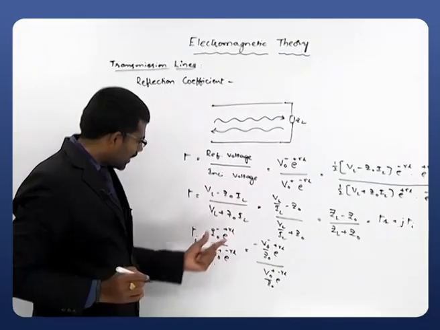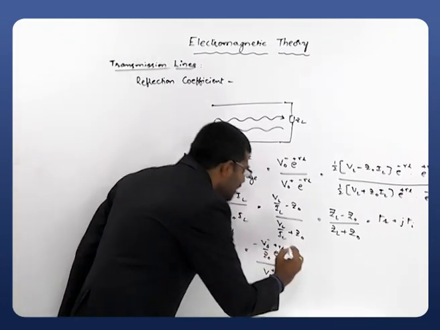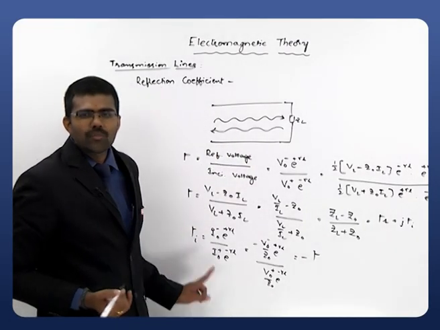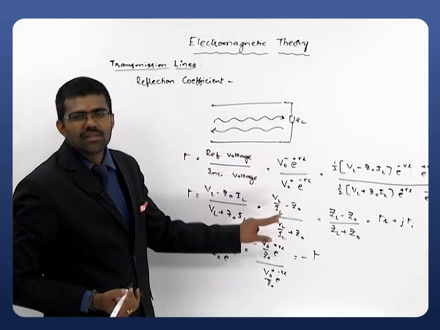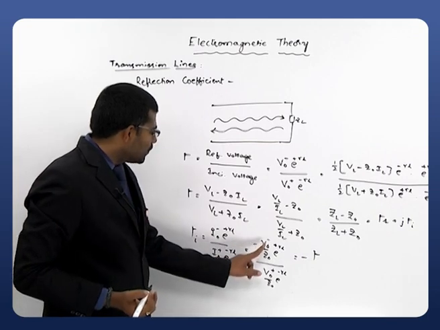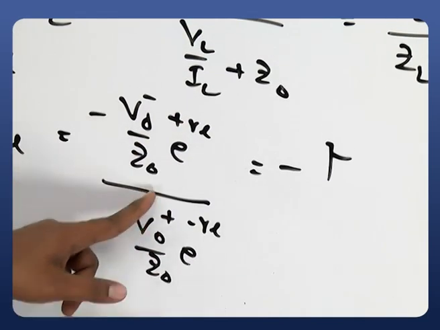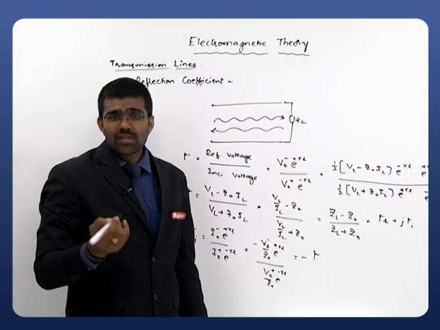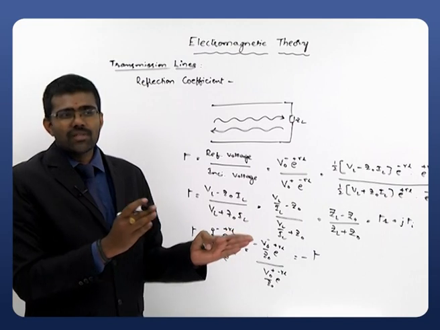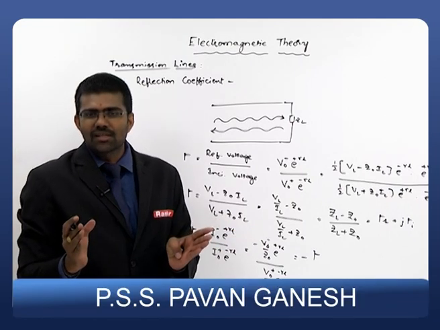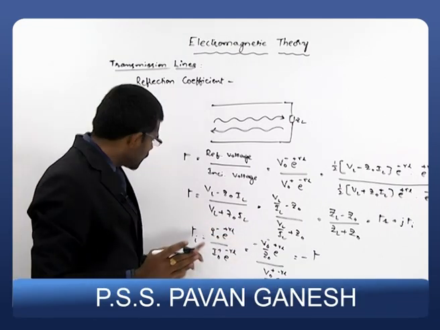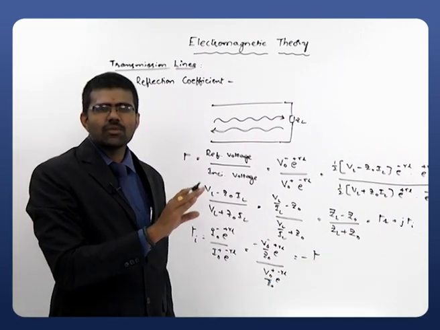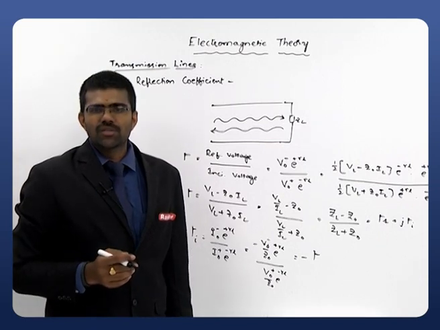So clearly the current reflection coefficient is always opposite to the voltage reflection coefficient. That's why I am directly writing this one. Just analyze this, and you can easily understand that minus V0 minus e power plus gamma L divided by V0 plus e power minus gamma L is nothing but minus the voltage reflection coefficient. So if in the examination the relation between the voltage reflection coefficient and the current reflection coefficient is asked, you can directly say that the voltage reflection coefficient is equal to the negative of the current reflection coefficient, or the current reflection coefficient is equal to the negative of the voltage reflection coefficient.